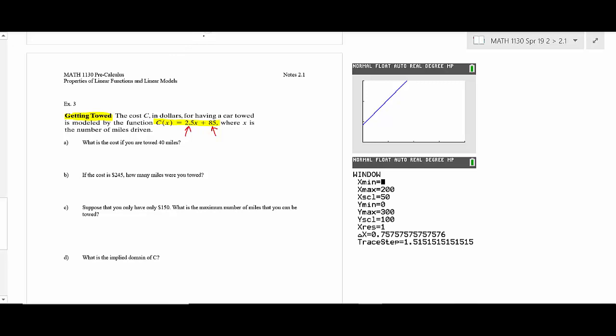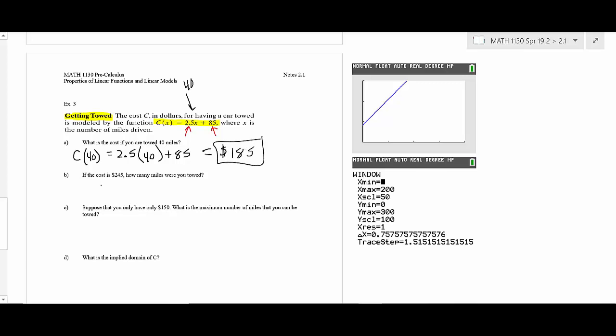So first of all, the first one's real simple. You just want to find the cost when you drive 40 miles. Basically every time you drive a mile, it costs you 2.5, or $2.50. So what you would do is do C of 40. Just plug that in and do your calculator. So we'll do 2.5 times 40 plus 85. And let's see what that is. 2.5 times 40 plus 85 will give $185. So that's the answer to that part right there.